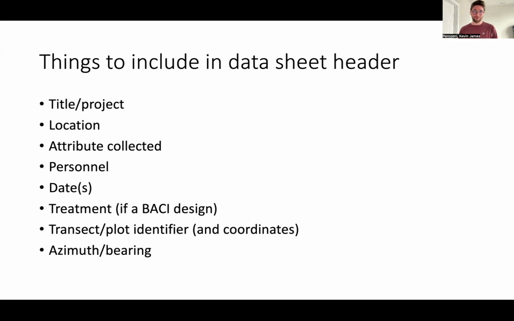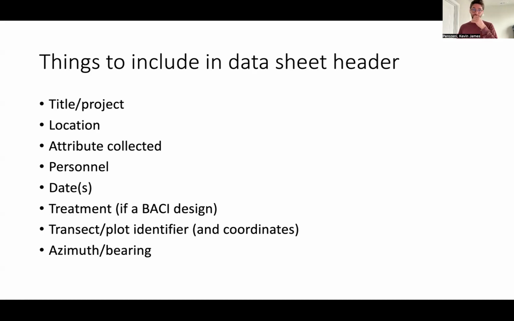Who's out there is important. The dates: when were you out there? What kind of treatment are you using? Your transect and plot identifiers is a huge one. You want to make sure that you keep your transects identified, so give them all unique numbers and put coordinates on where you are.